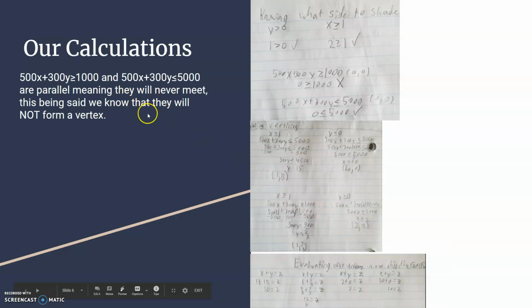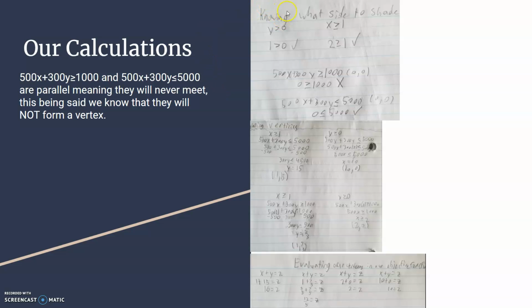Here is our calculations. We found that 500x plus 300y is greater than or equal to 1,000, and 500x plus 300y is less than or equal to 5,000 are parallel, meaning they never meet. This being said, we know that they will not form a vertex, so this is why you will not find work included with both of these, because they are parallel and they never meet, obviously.